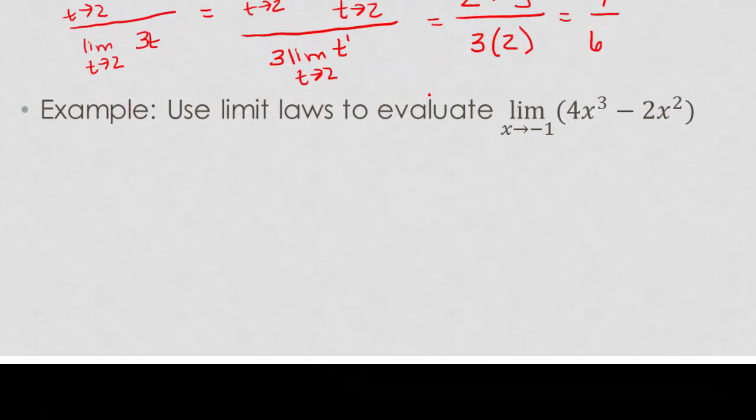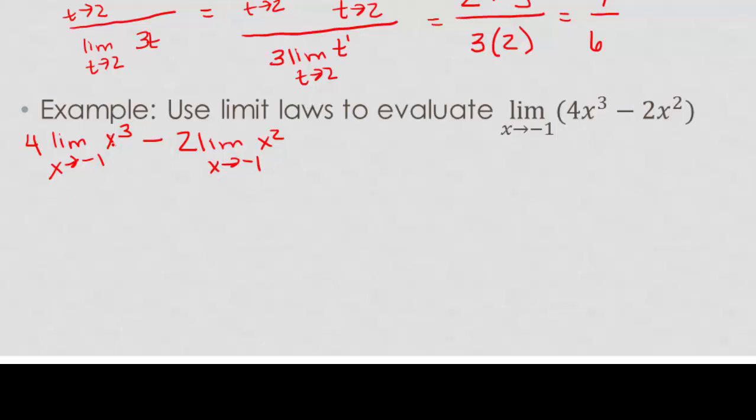We're going to use limit laws to evaluate the limit as x approaches -1 of 4x cubed minus 2x squared. So we can, for example, split this across subtraction. We can also pull those constants out front. So this will be the limit as x approaches -1. Pull the 4 out front. So 4 times that limit of x cubed minus 2 times the limit as x approaches -1 of x squared.